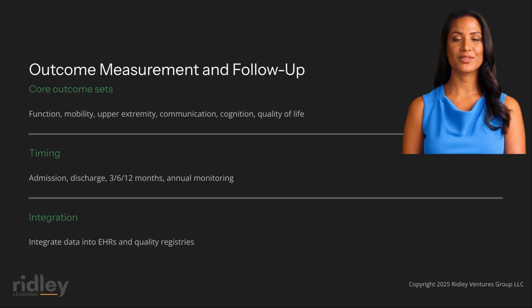Systematic outcome measurement using standardized assessment tools enables tracking of rehabilitation effectiveness, identification of patients requiring modified approaches, and comparison of outcomes across settings and populations that supports quality improvement and equity monitoring. Core outcome sets for stroke rehabilitation provide guidance on essential measures that should be collected routinely, including functional independence, mobility, upper extremity function, communication, cognition, and quality of life domains.